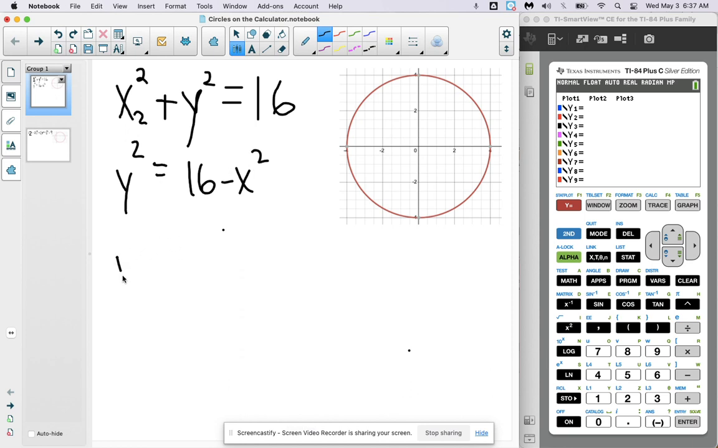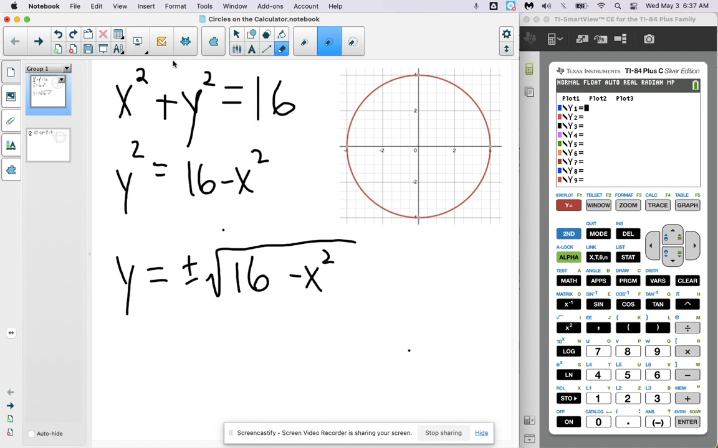And then we'll finish by taking the square root. When we take the square root, that gives us our positive and negative root of 16 minus x squared. We now have two functions that can be graphed as representations of the two halves of the circle.